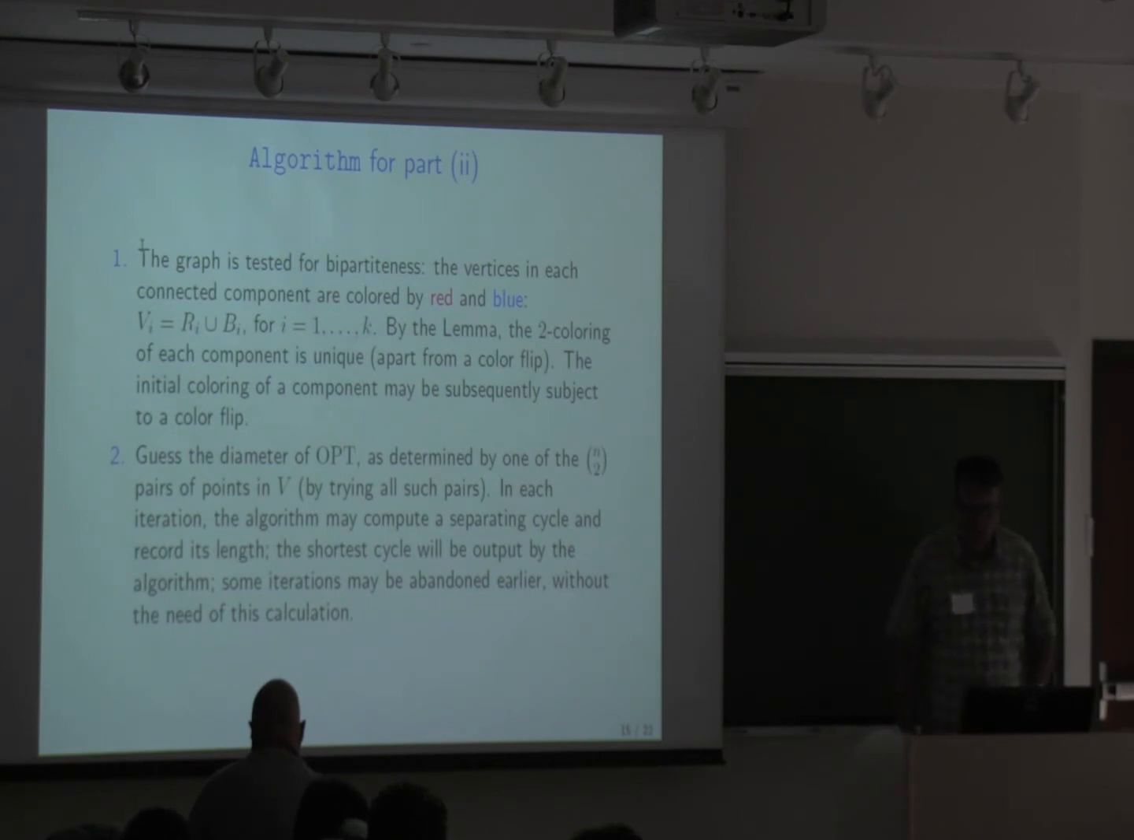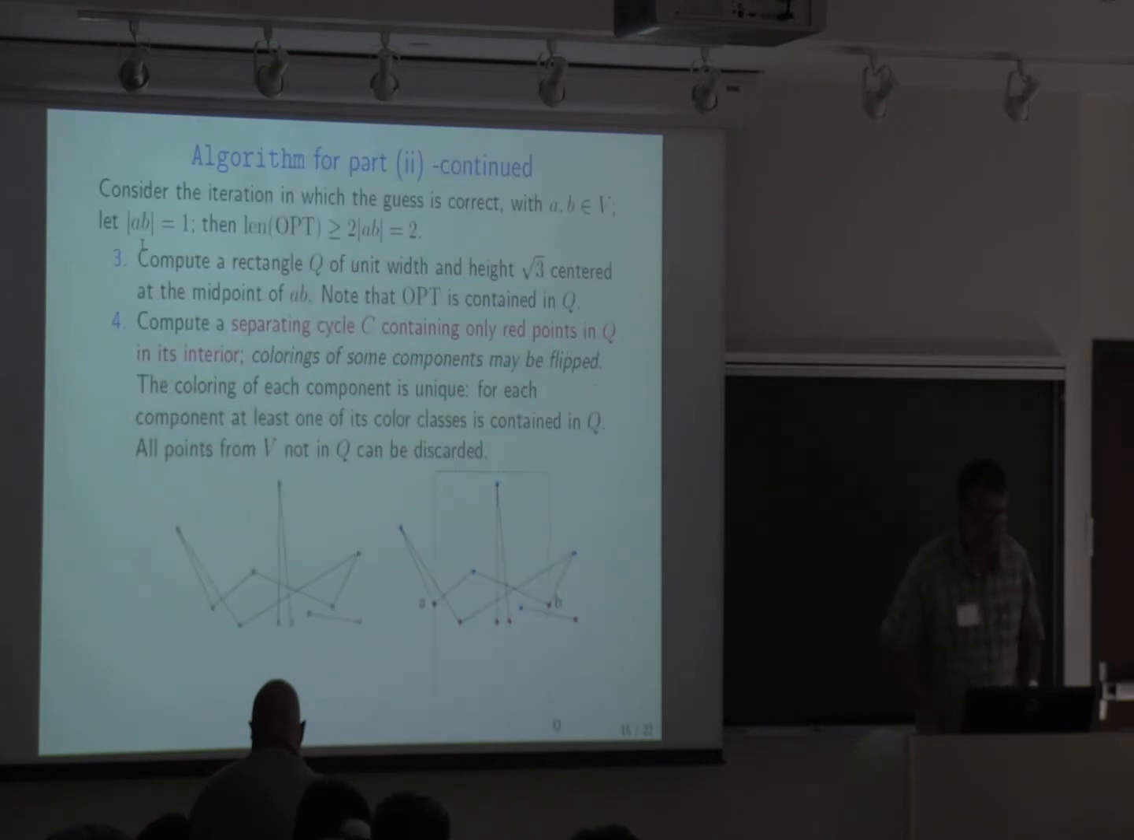Some iterations will be abandoned earlier in such a computation. Suppose we have the iteration in which the guess is correct. Let's assume that we have this pair AB at distance 1. Then, of course, that's the diameter of OPT, so the length of OPT is at least 2. Then we can have this rectangle Q, based on AB, that has height square root of 3 over 2 on each side, so total height square root of 3.